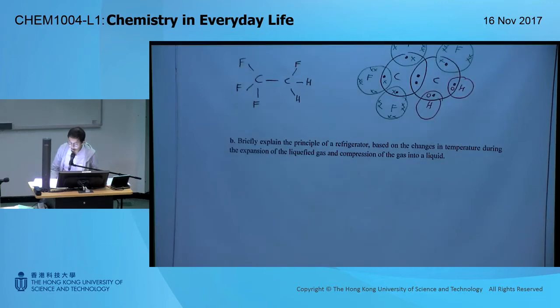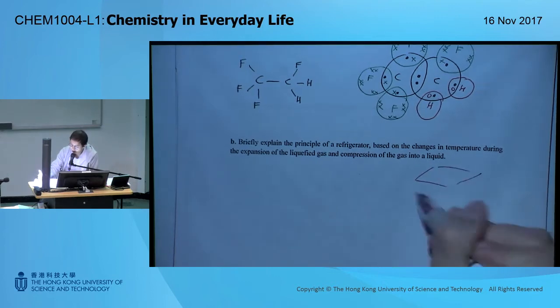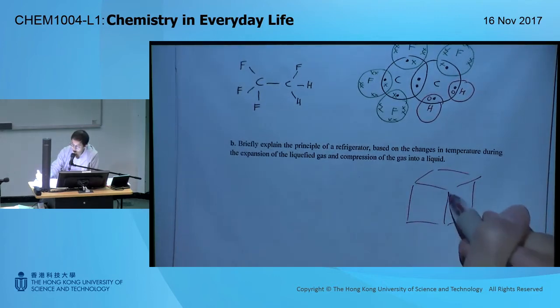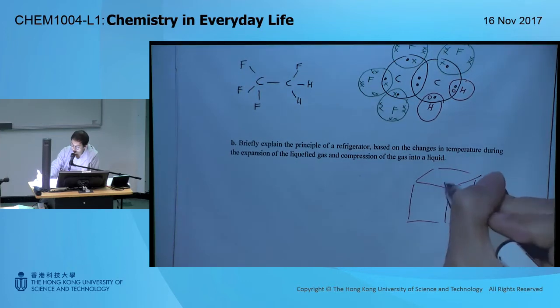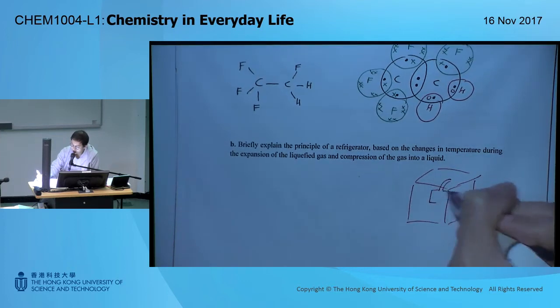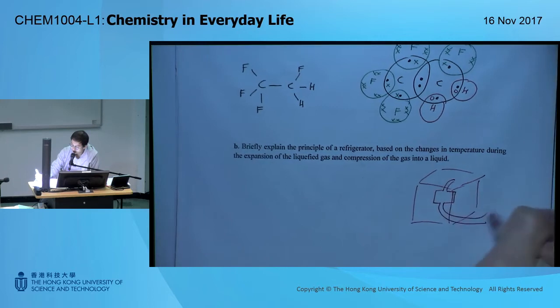Next, you have to explain briefly the principle of a refrigerator. So how does a refrigerator work? Well, it relates to the expansion of liquefied gas and compression of the gas back into liquid. And so you have to basically be clear. Maybe you can draw a diagram if you want. This is the refrigerator box, and there's something taking place inside and something that takes place outside.